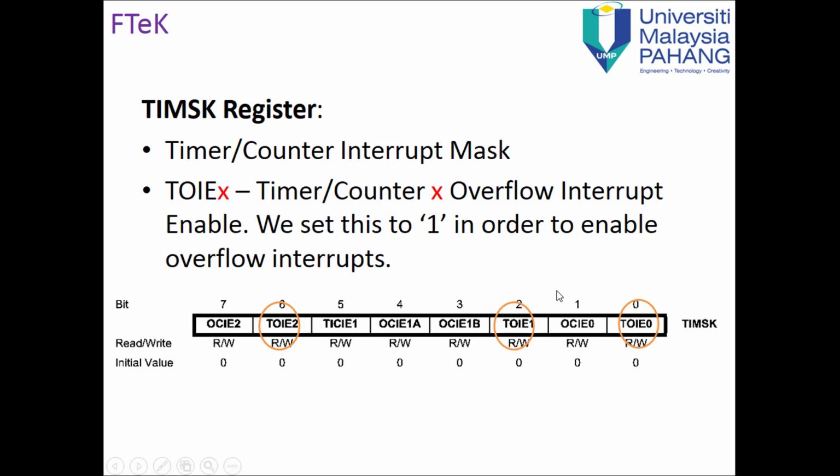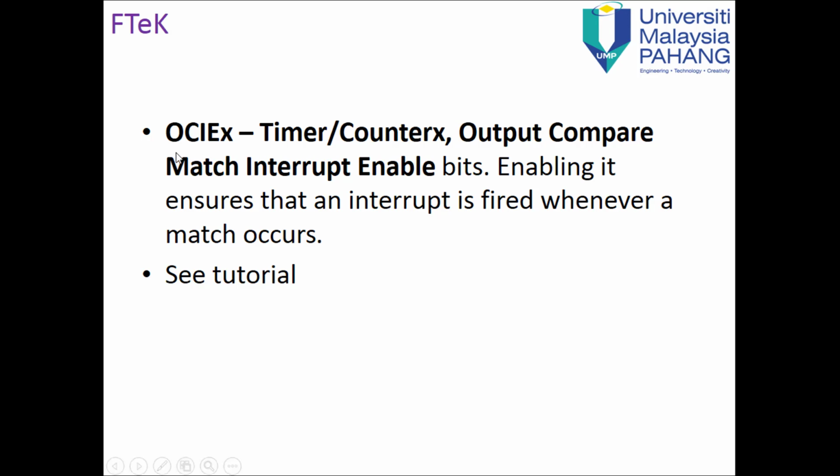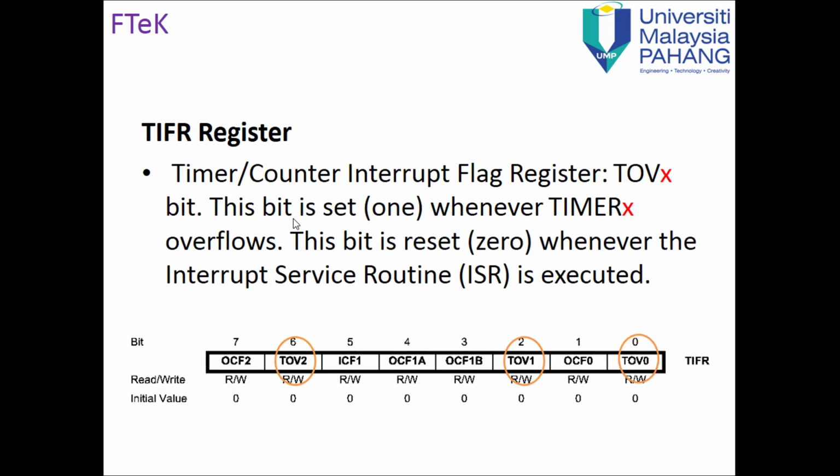Okay, we have the OCIE, which enables the compare interrupt. OCIEx, where x stands for 0 or 1 or 2, is the output compare match interrupt enable. Enabling it ensures that the interrupt fires whenever a match occurs. We will see more in the tutorials or the examples in this module.